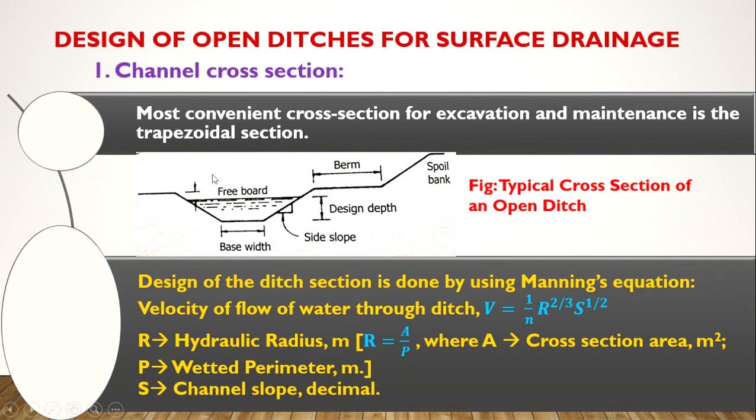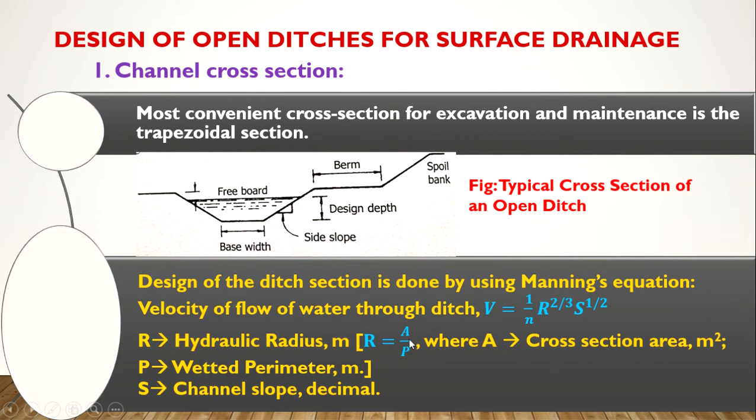The capacity of this channel is calculated by using Manning's formula. The velocity of water through the channel is calculated by Manning's formula, V equals 1 by n, R raised to 2 by 3, S raised to 1 by 2. So this is the equation for Manning's formula. I have already mentioned this. Here R is the hydraulic radius, which is equal to A by P, where A is the area of cross section and P is the wetted perimeter.